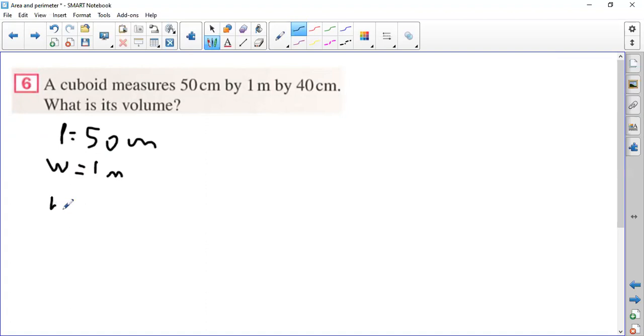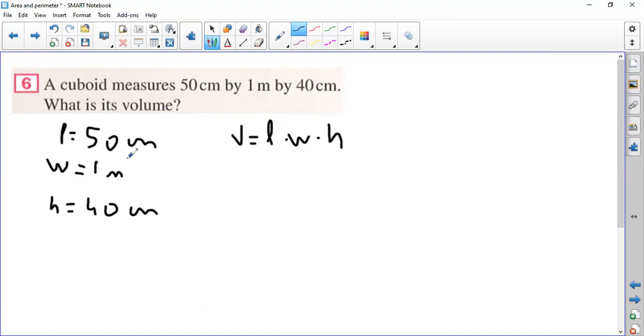And height is 40 centimeter. Now we have to find the volume. We know that the volume is the multiplication of these three dimensions, length times width times height.